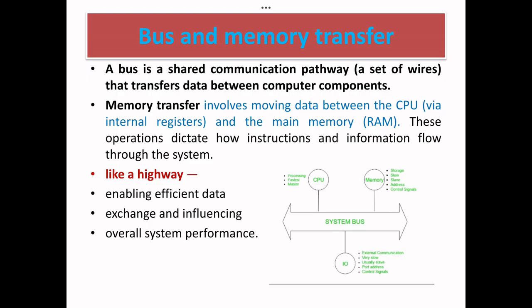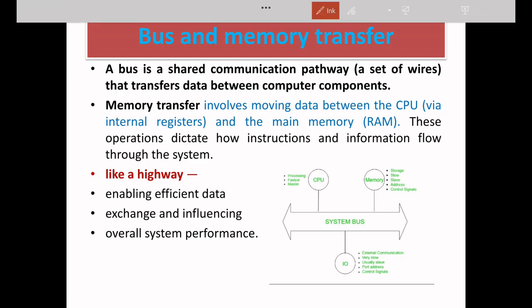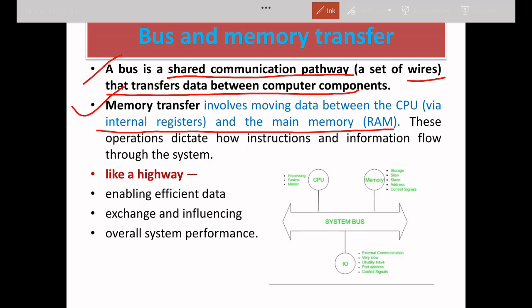Now we are discussing the bus. Next is the bus and memory transfer. So what is the meaning of bus? Already we discussed: a bus is a shared communication pathway, a set of wires that transfers data between computer components. So what is the meaning of memory transfer? It involves moving data between the CPU's internal registers and main memory, meaning RAM. That is the meaning of memory transfer.